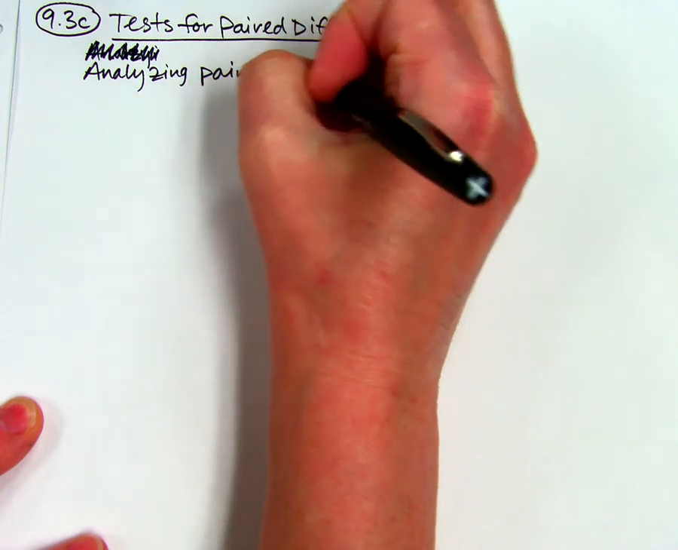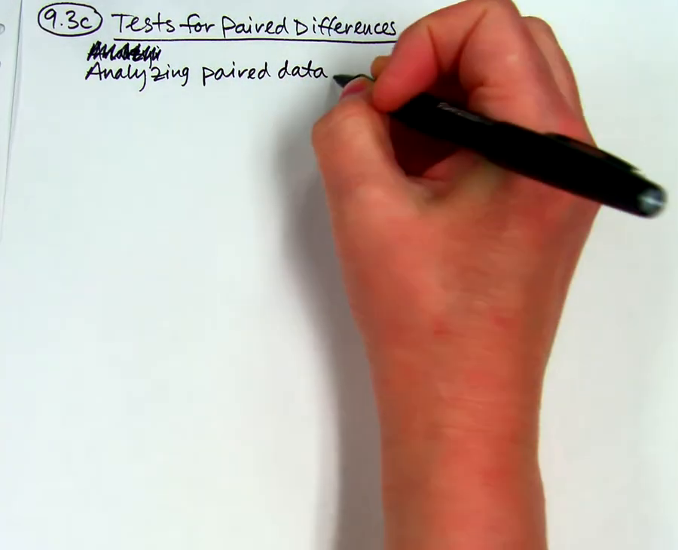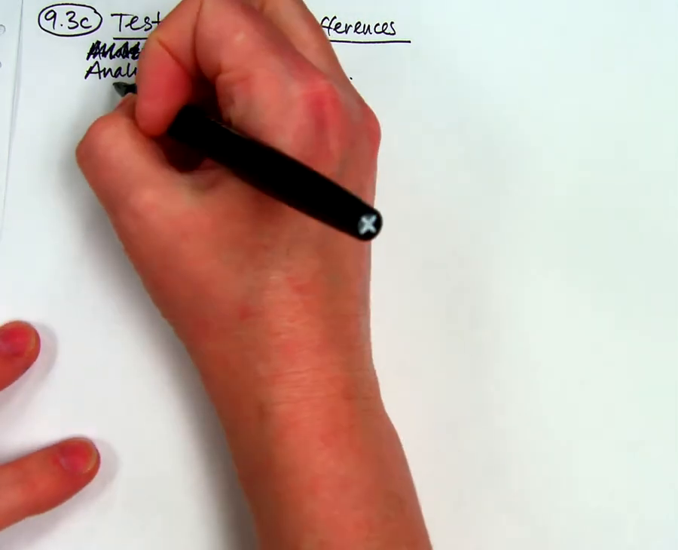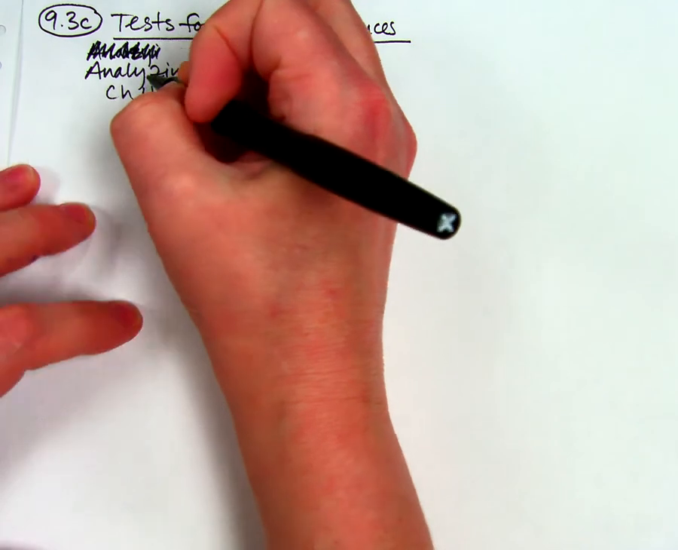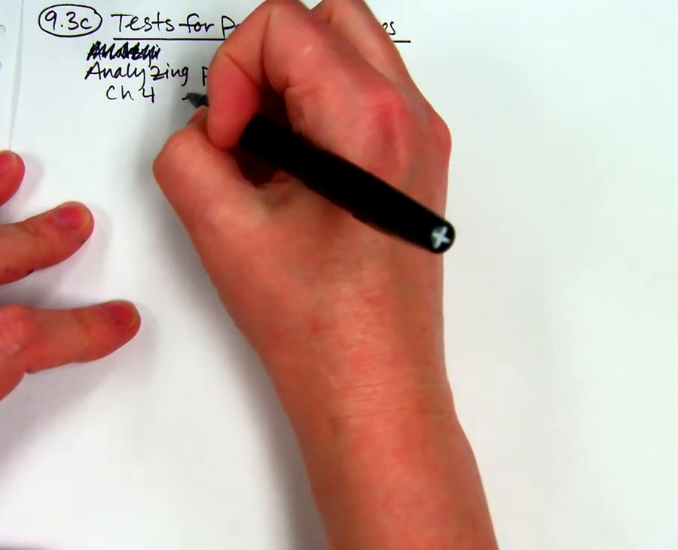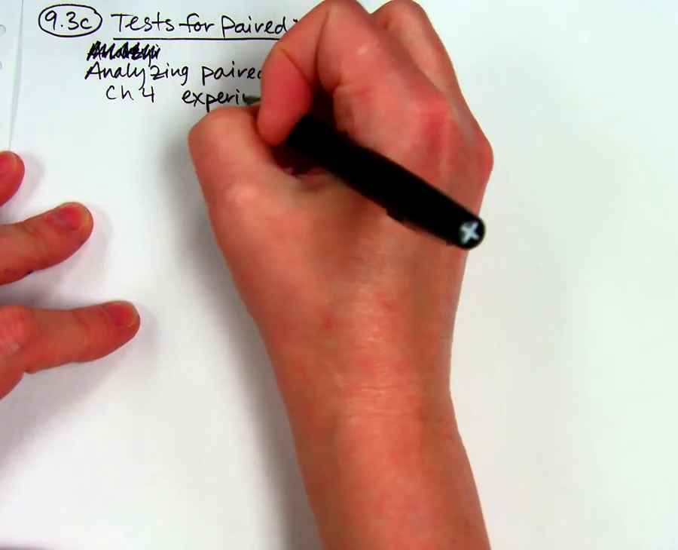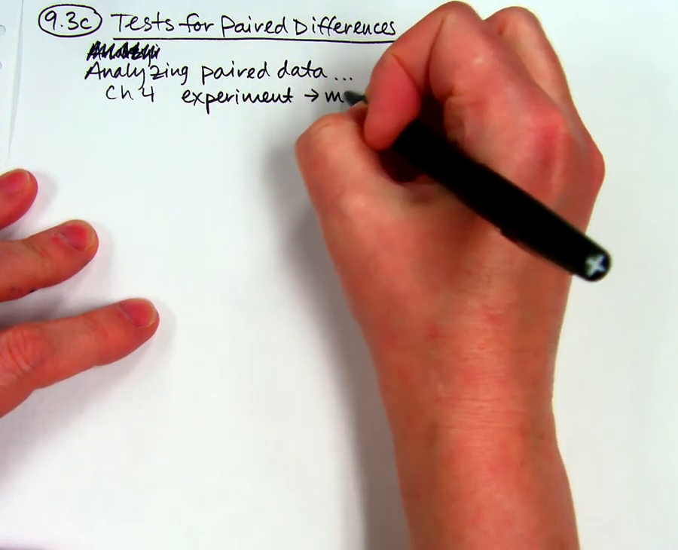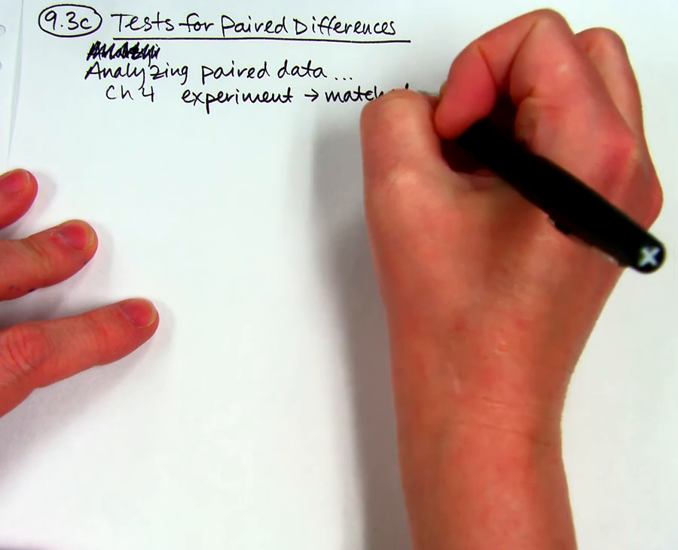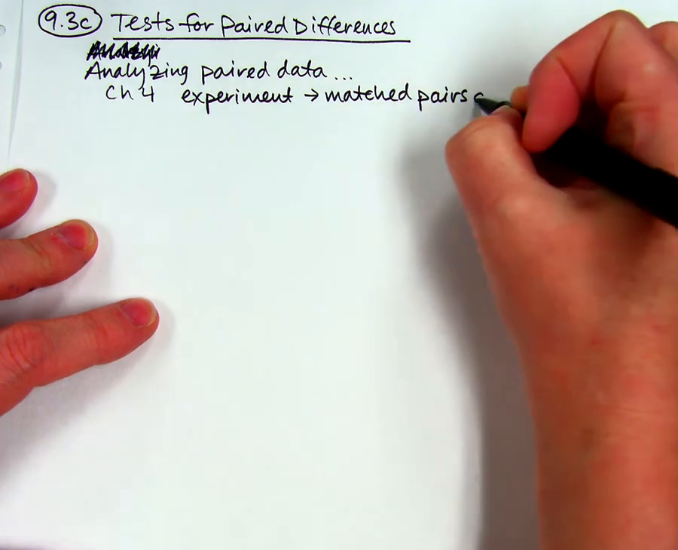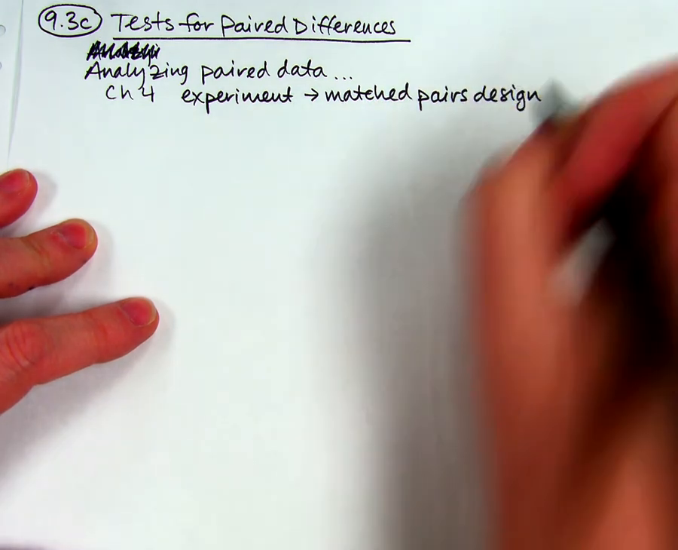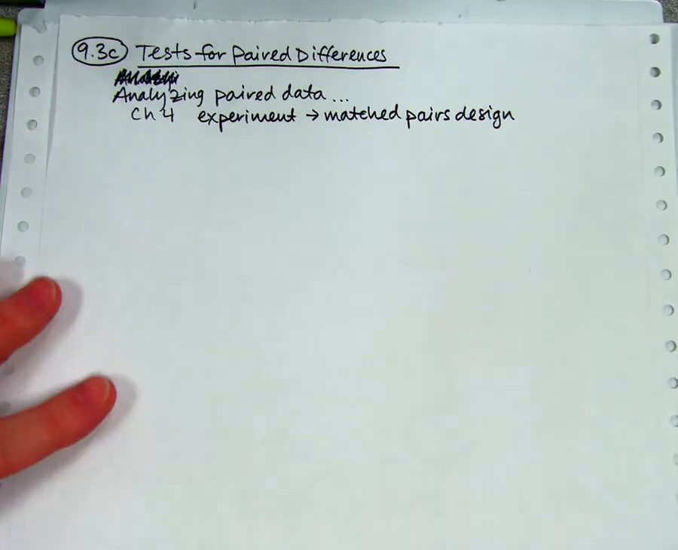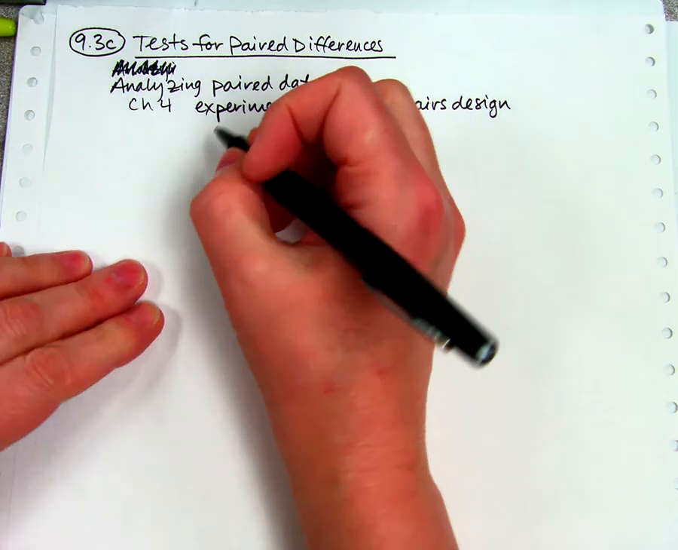So paired data, I'm going to remind you of some stuff we did first semester. Seems like such a long time ago, but it's good to review things. In chapter 4, when we were learning how to gather data correctly and do an experiment, one type of experiment we learned about was called the matched pairs design. Back in that chapter, we learned how to do it, but we haven't learned yet how to analyze data that comes from that type of experiment. That's what we're going to learn today.